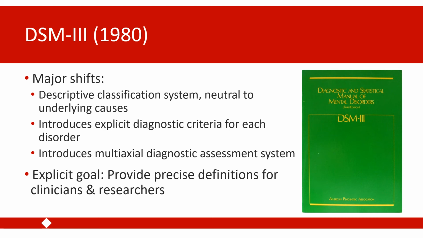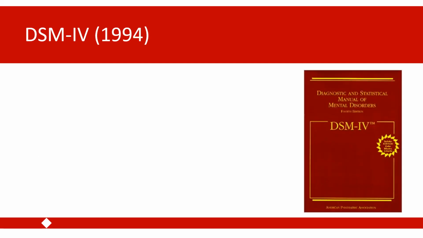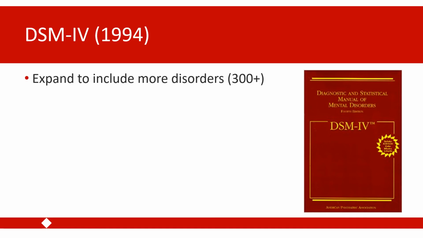So the DSM-III was used for quite a long time. We don't get our next revision until 1994 when we get the DSM-IV. The changes from the DSM-III to the DSM-IV were comparatively minor. It expanded to include more disorders. So DSM-IV, we are upward of 300 different disorders.